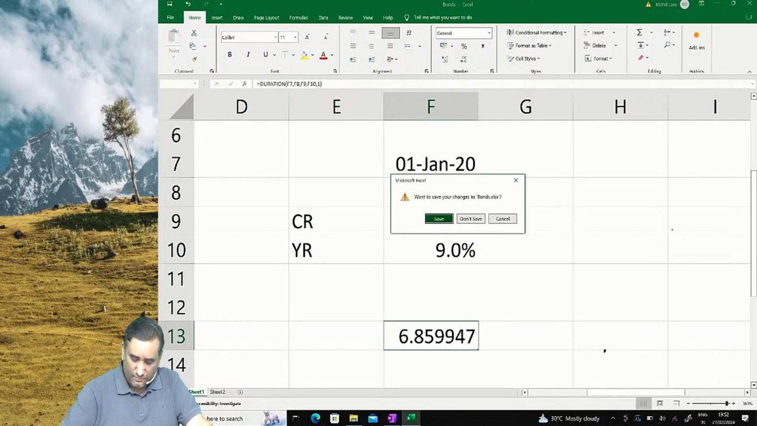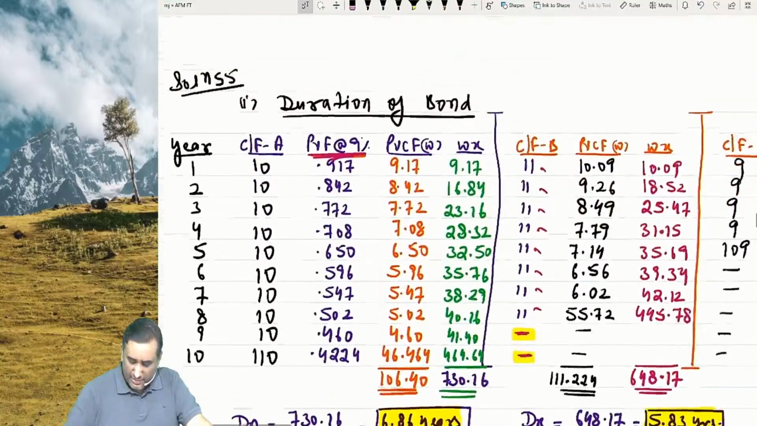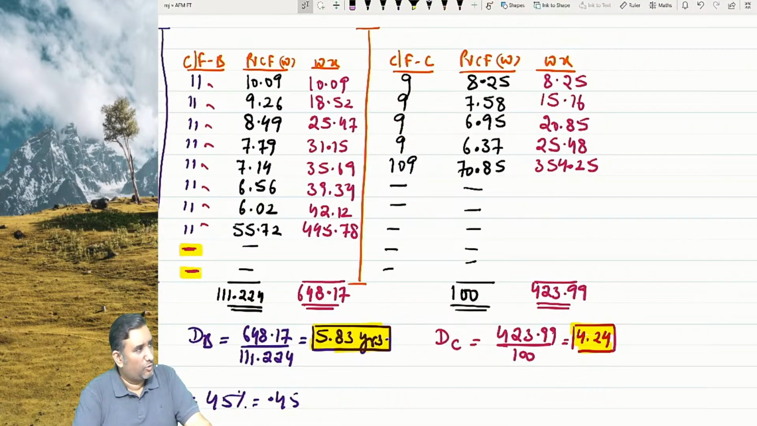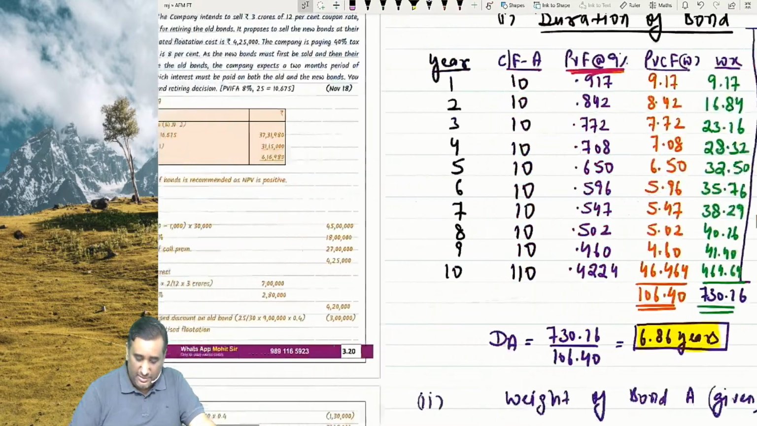This part. Now coming back to our question, this 6.86, 5.83. The third one is what? 4.24. You got it now. Now I expect them to give you these numbers and then ask you the second, third, fourth parts. It becomes one of the very beautiful questions in the exam.